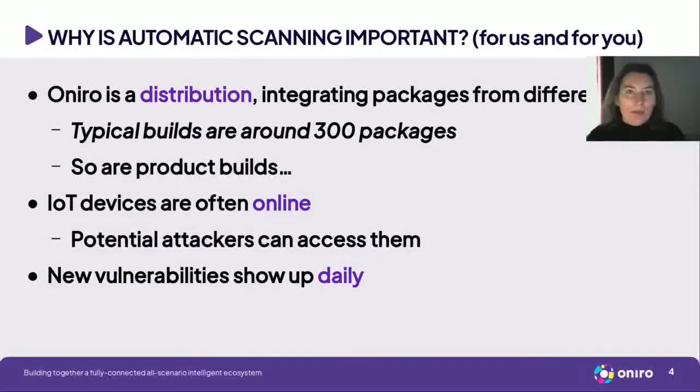So now, why is scanning important for us and important for you? Oniro is a distribution. It means that we get packages from different sources. In a typical build, we do have around 300 packages. Product builds will be probably quite similar, if not bigger.